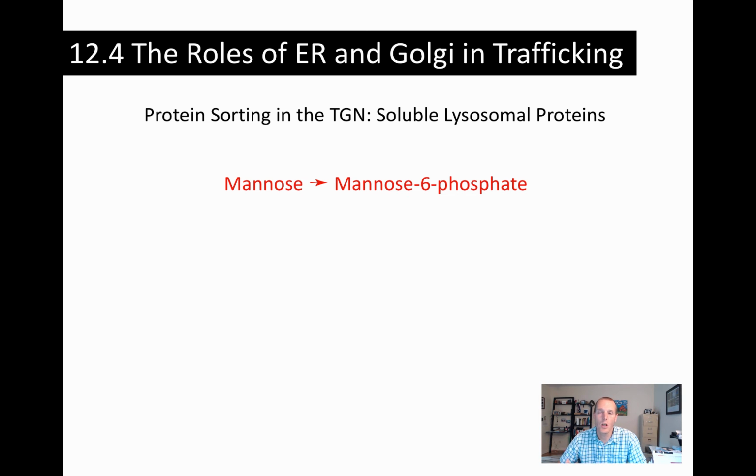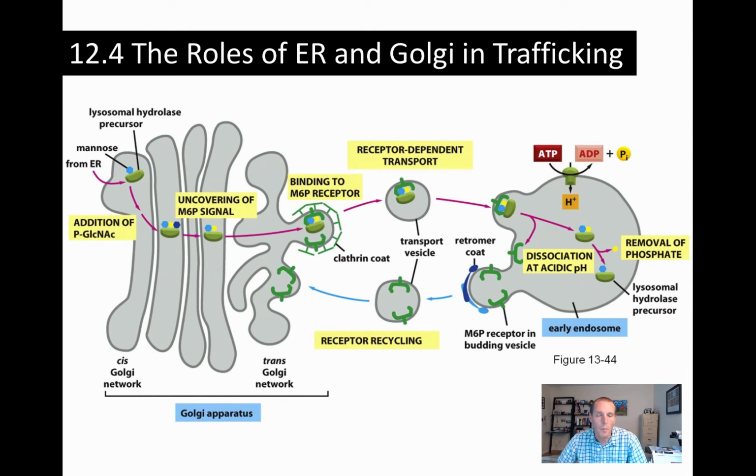So when I say soluble lysosomal proteins, what I mean is these proteins aren't transmembrane. So these are primarily acid hydrolases. Those are enzymes which break down proteins and other macromolecules at acidic pHs. So let's look at this process, and it looks a little bit complicated, but we can break it into some steps and make it much more manageable.